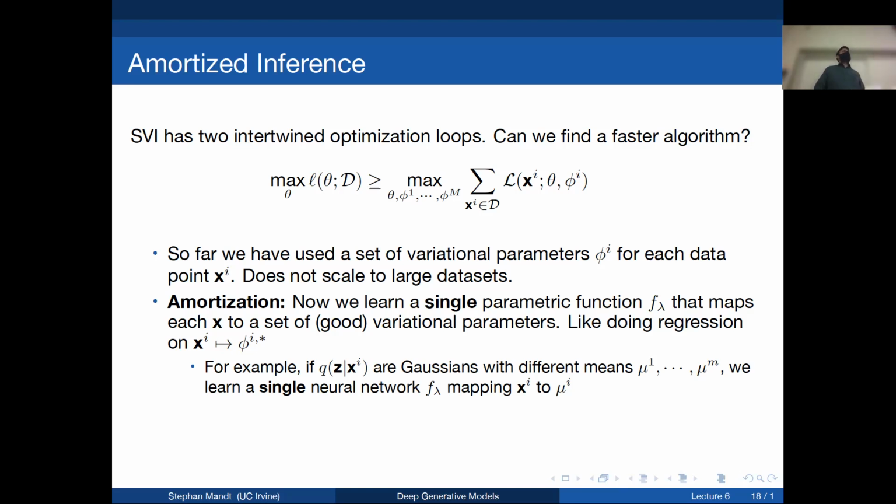Exactly, that's a good answer. The posterior distribution q of zi given xi would be a totally different distribution for every data point, and we want to match each and every individual posterior. And so the variational parameters also have to be specific to the data points.